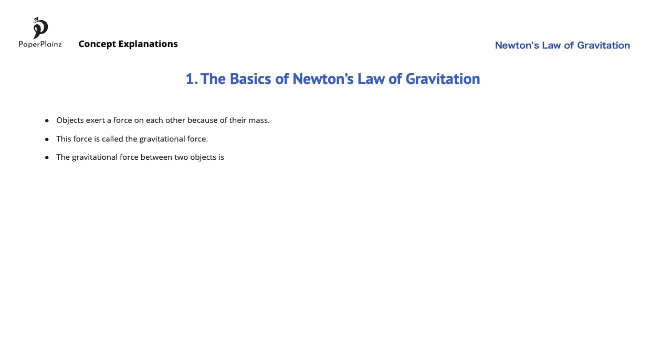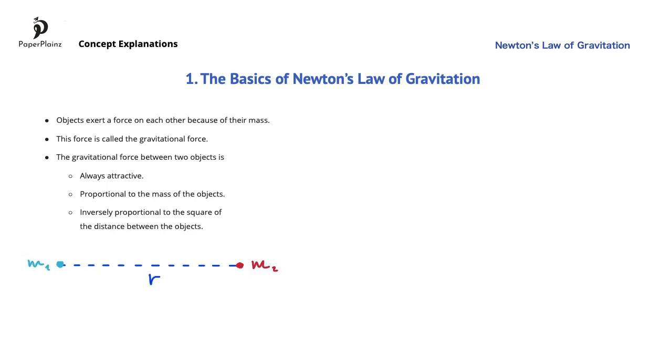He established that the gravitational force between two objects is always attractive, that it is proportional to the mass of the objects, and that it is inversely proportional to the square of the distance between the objects. Therefore, if we have 2 point masses, m1 and m2, where the distance between the masses is r, we can summarize the above statement by writing that F, the gravitational force, is proportional to m1 times m2 divided by r squared. As you can see, Newton's law of gravitation is one of the inverse square laws in physics. Another inverse square law that we learn about in this course is Coulomb's law.